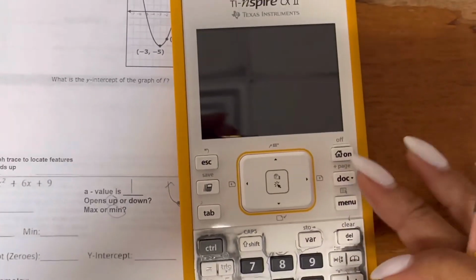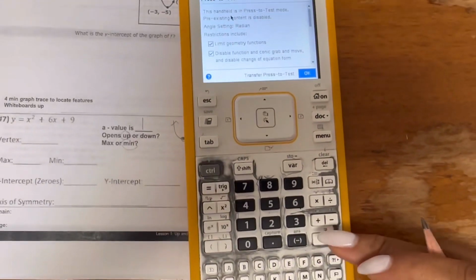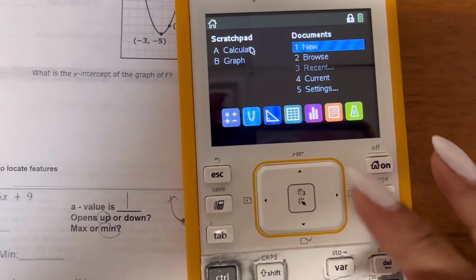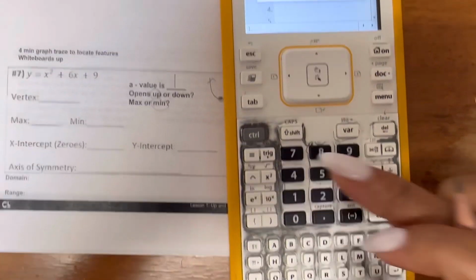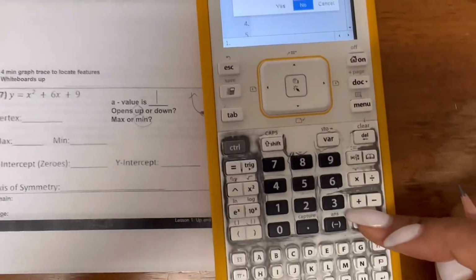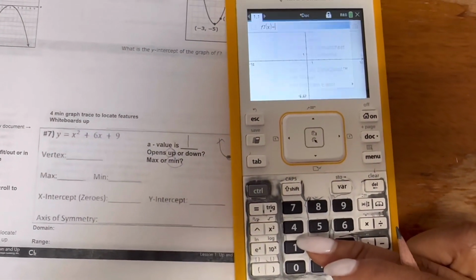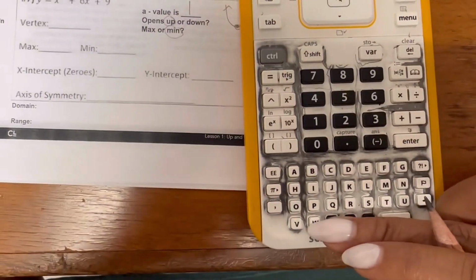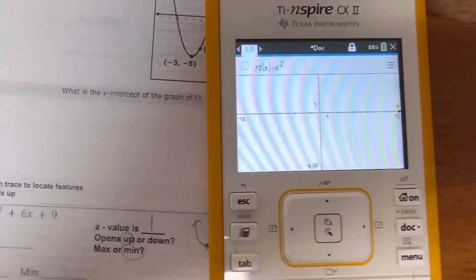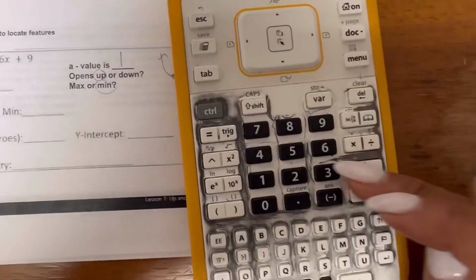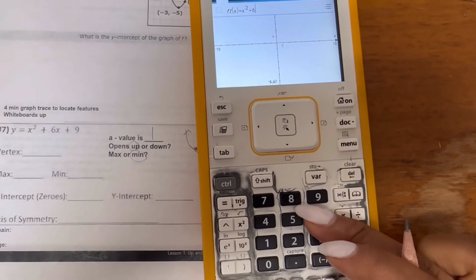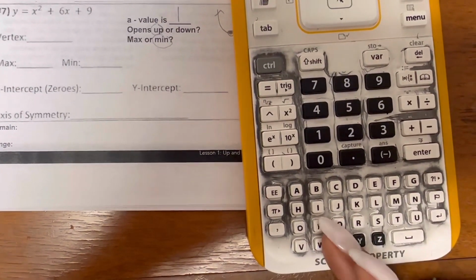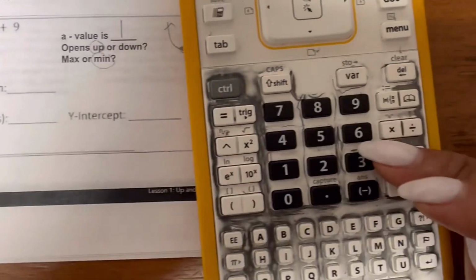Click your on button, click enter, click new, number 1, new, enter, click add graphs, number 2, and go ahead and put your function in. So x squared plus 6x plus 9. Make sure you're putting it in correctly.